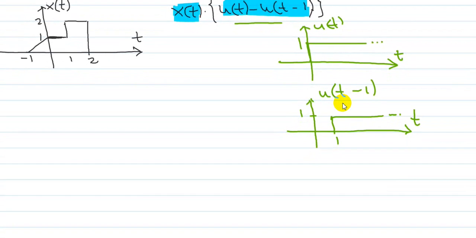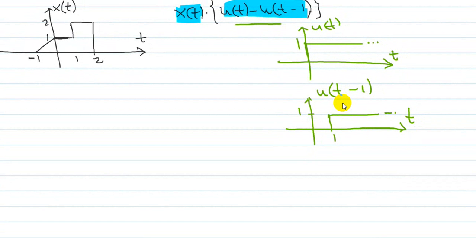Now we are interested in plotting u of t minus u of t minus 1. It's quite straightforward, just subtraction. Between 0 and 1, the value of u of t is 1 and the value of u of t minus 1 is 0, and we are subtracting this signal from this signal. So 1 minus 0 gives 1. Between 0 and 1, I'm going to get 1.